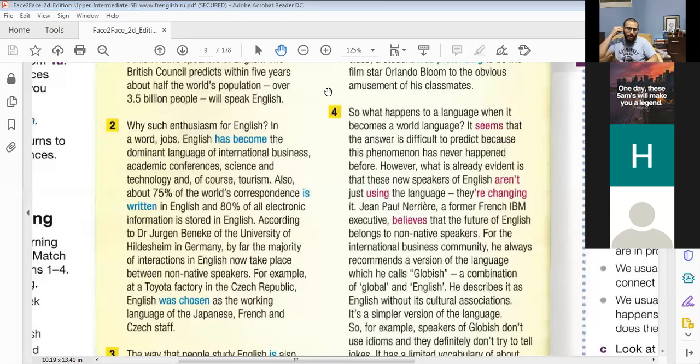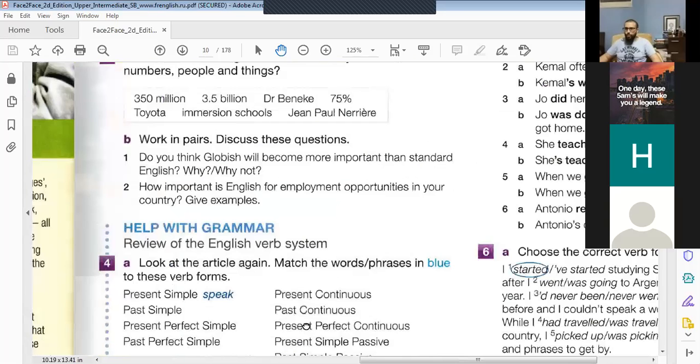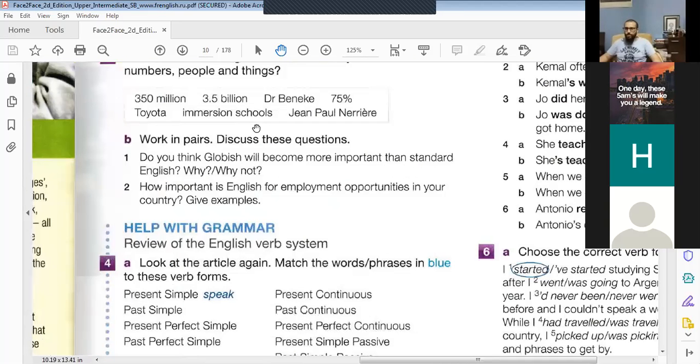Okay, so this is the idea. They're just telling us that in this specific factory, they chose English as the working language. So everybody needs to speak English. This was the point. What about immersion schools? I think you can easily answer this. Immersion school, they talk about South Korea experience in the language.